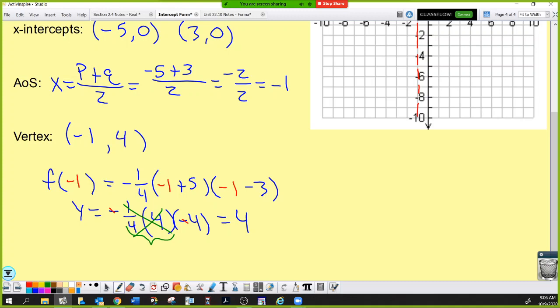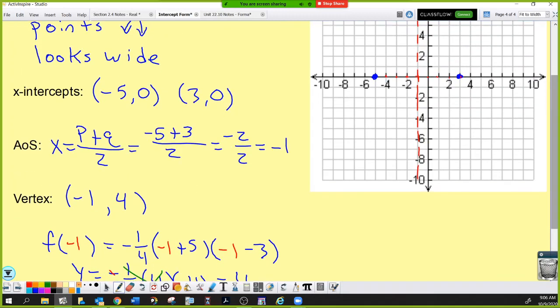Negative 1 comma 4. Of course, you would have a calculator, so I'm not too worried about it. I'm just letting you know that you don't need one. Negative 1 comma 4, and we will connect our dots. Where is that bad boy? Right there. Yeah, that is definitely going to be a wide parabola. Look at that thing. There it is.